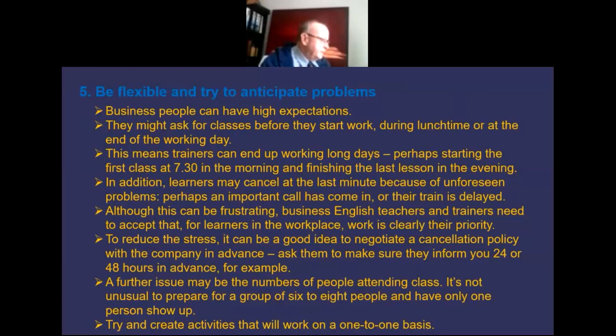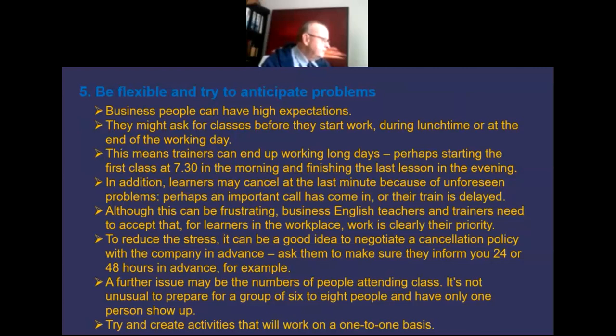In addition, learners may cancel at the last minute because of unforeseen problems. Perhaps an important call has come in or their train is delayed. Although this can be frustrating, business English teachers and trainers need to accept that for learners in the workplace, work is clearly their priority. To reduce the stress, it can be a good idea to negotiate a cancellation policy with the company in advance. Ask them to make sure they inform you 24 or 48 hours in advance, for example.